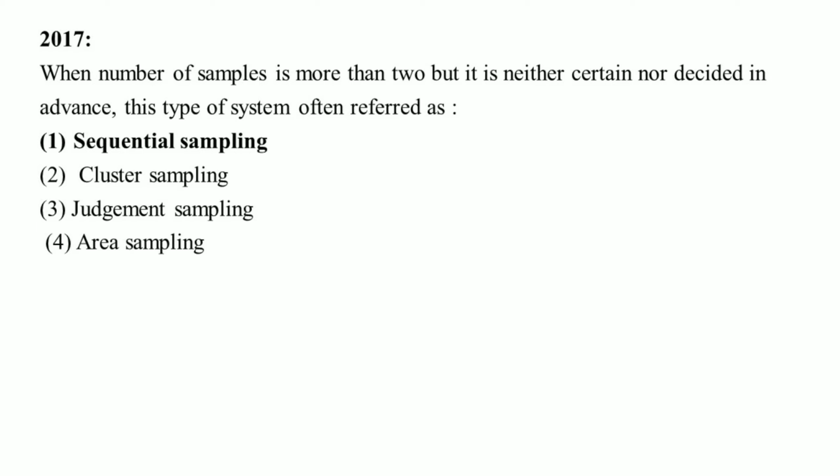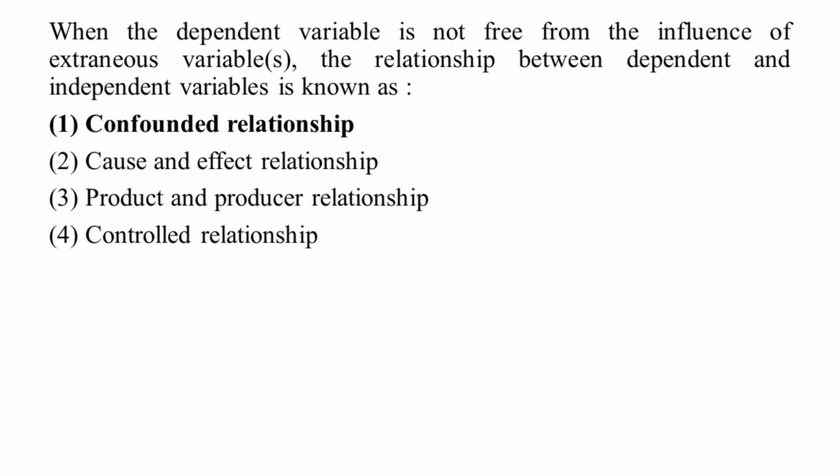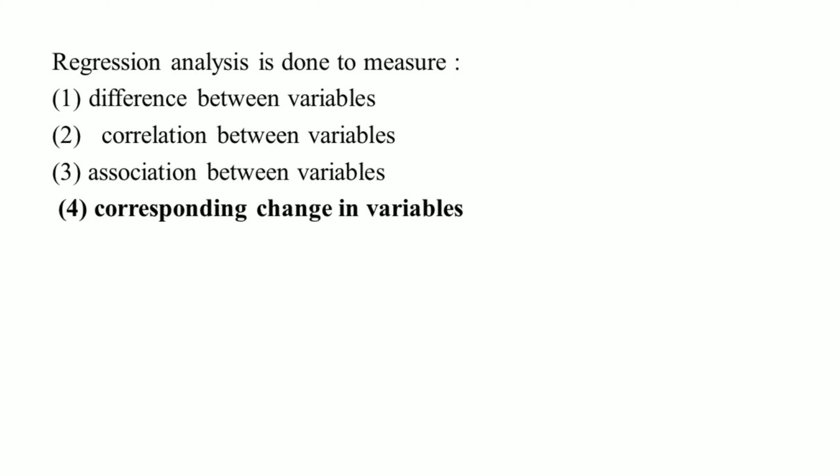When the number of samples is more than 2 but it is neither certain nor decided in advance, this type of system is often referred to as, right answer option 1, sequential sampling. Next one, when the dependent variable is not free from the influence of extraneous variable, then the relationship between independent and dependent variable is known as, right answer option 1, confounded relationship, which we discussed in our previous videos. Next one, regression analysis is done to measure, right answer option 4, corresponding changes in variables.